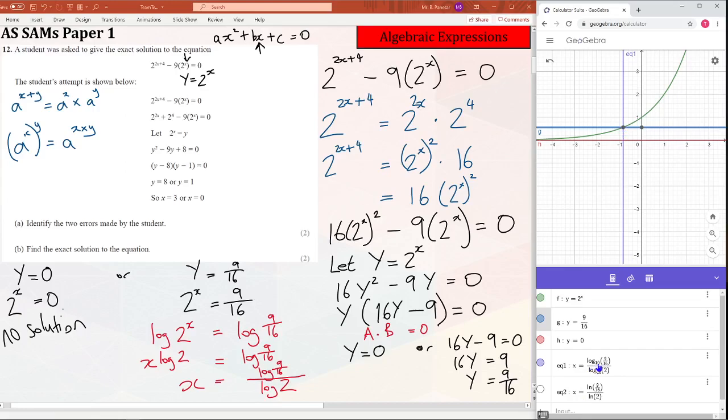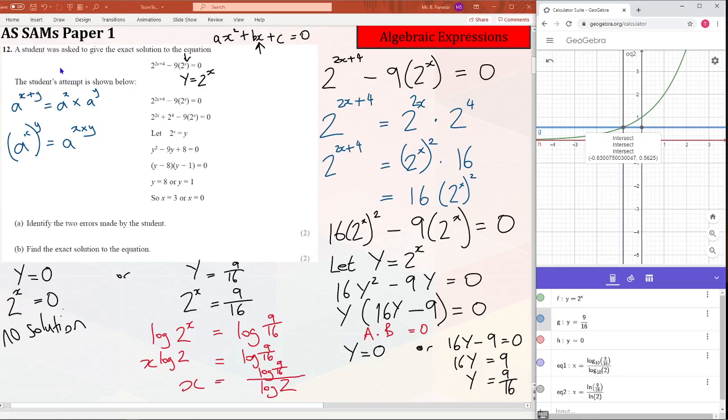If I change the base to e, where I would actually have ln, you can see it doesn't make any difference which one you use. It still gives me exactly the same answer. So that's visually what's happening. And if you've got the word exact, that means that you would need to leave the answer in terms of logs, because if you type this in a calculator, it's going to give you that value there.